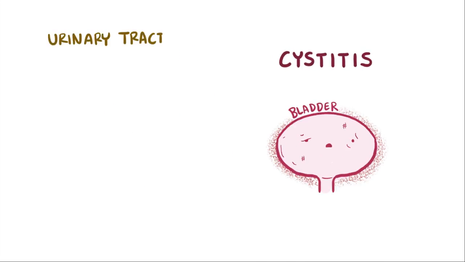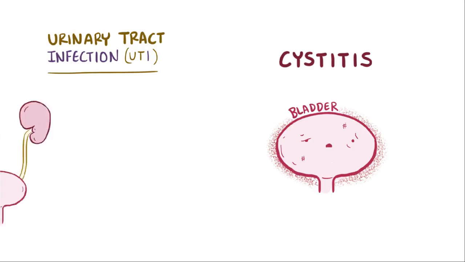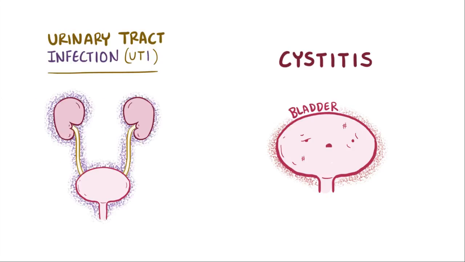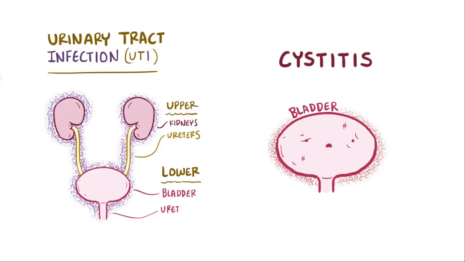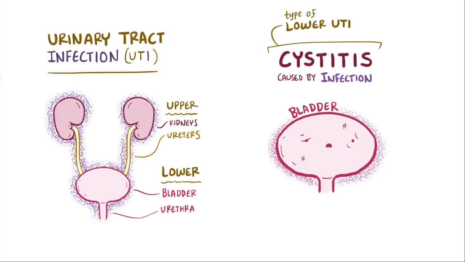Now, a urinary tract infection, or UTI, is any infection of the urinary tract, which includes the upper portion of the tract, the kidneys and the ureters, and the lower portion of the tract, the bladder and the urethra. So, cystitis, when it's caused by an infection, is a type of lower UTI.